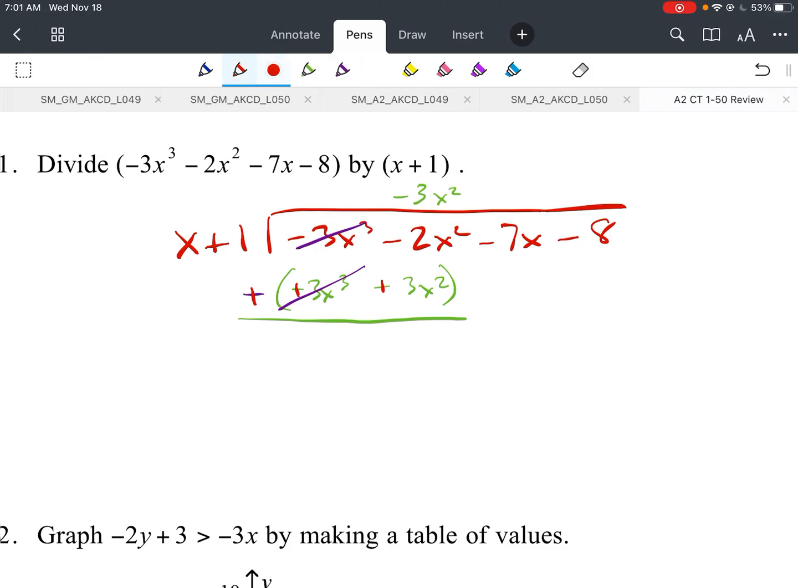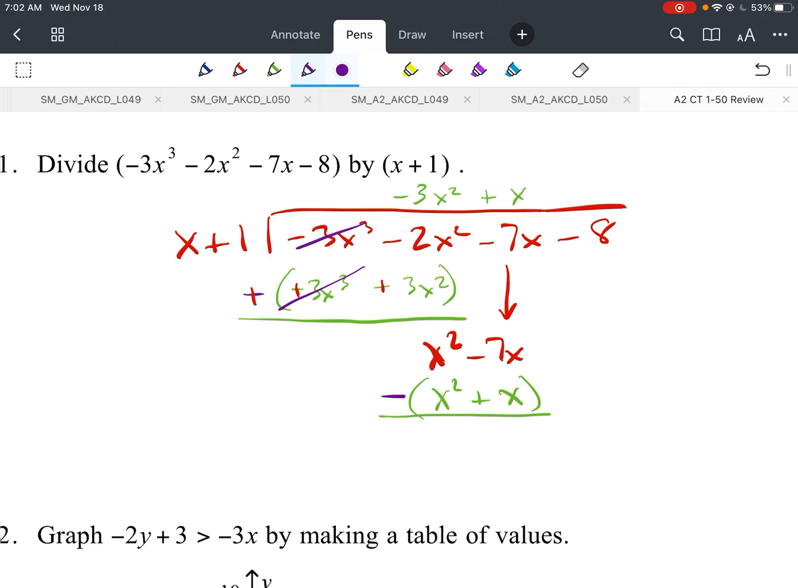Bring down the other term, minus 7x. Try to keep things lined up. Notice how all my x squareds are in a row, or in a column together. All right, so how do we make x look like x squared? That's just plus x. And so x times x is x squared. x times 1 is x. And again, get ready to SMATO.